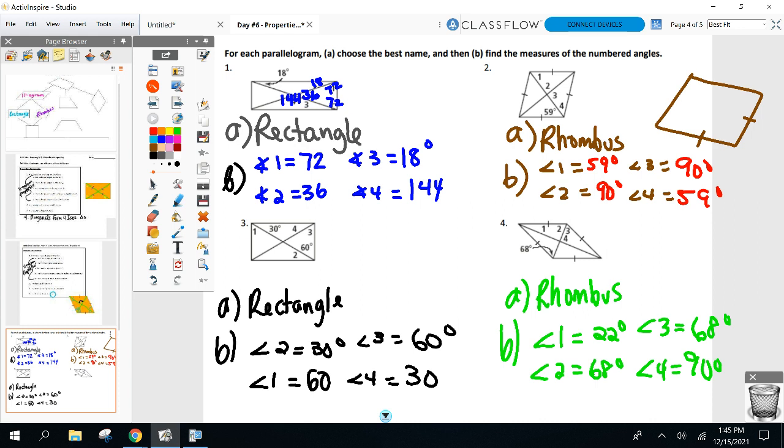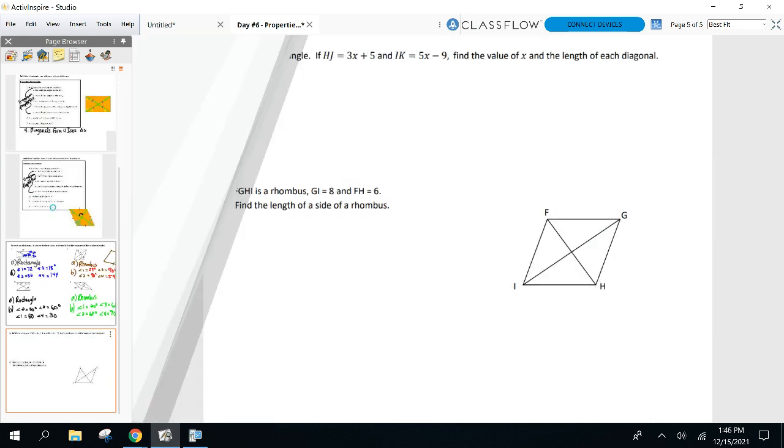Any questions? I think we've done enough with angles of a rectangle and rhombus. How about we deal with diagonal lengths and side lengths? Let's first start with the rectangle.